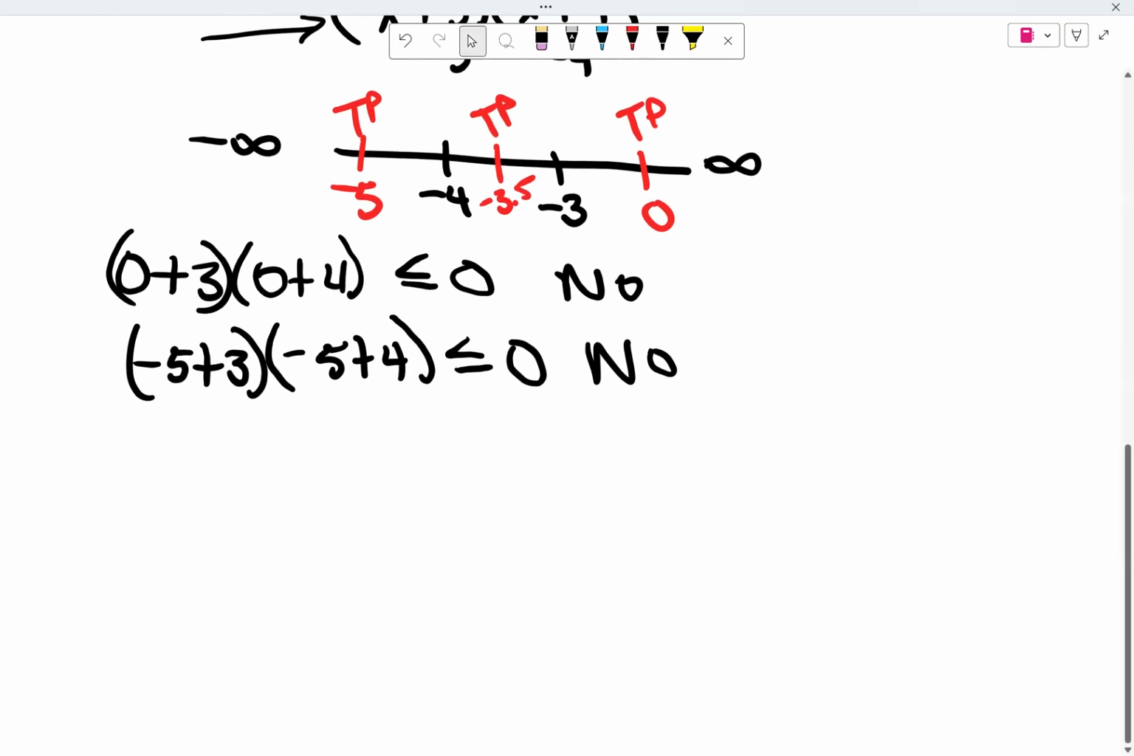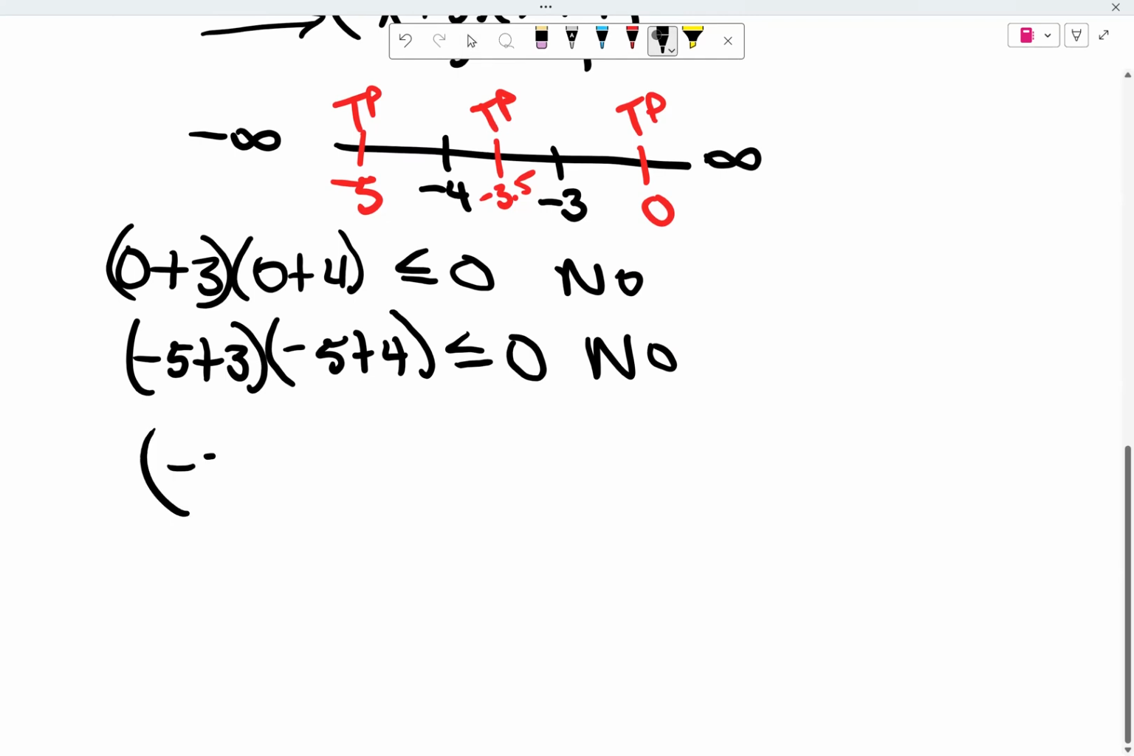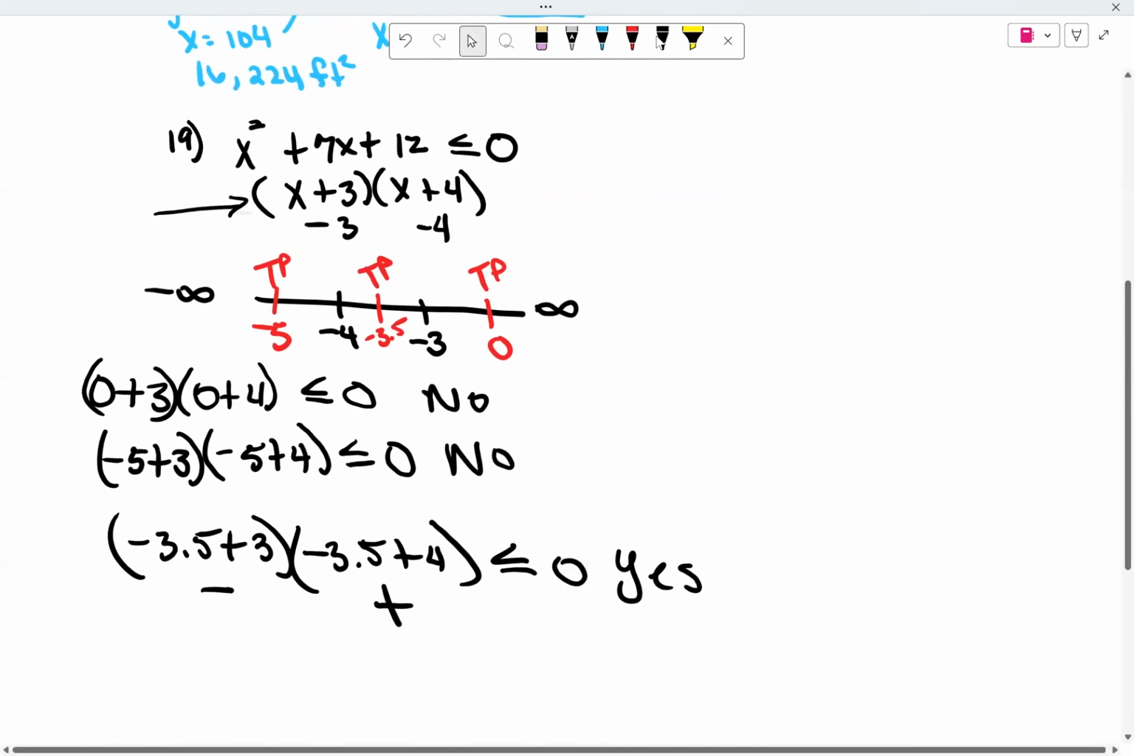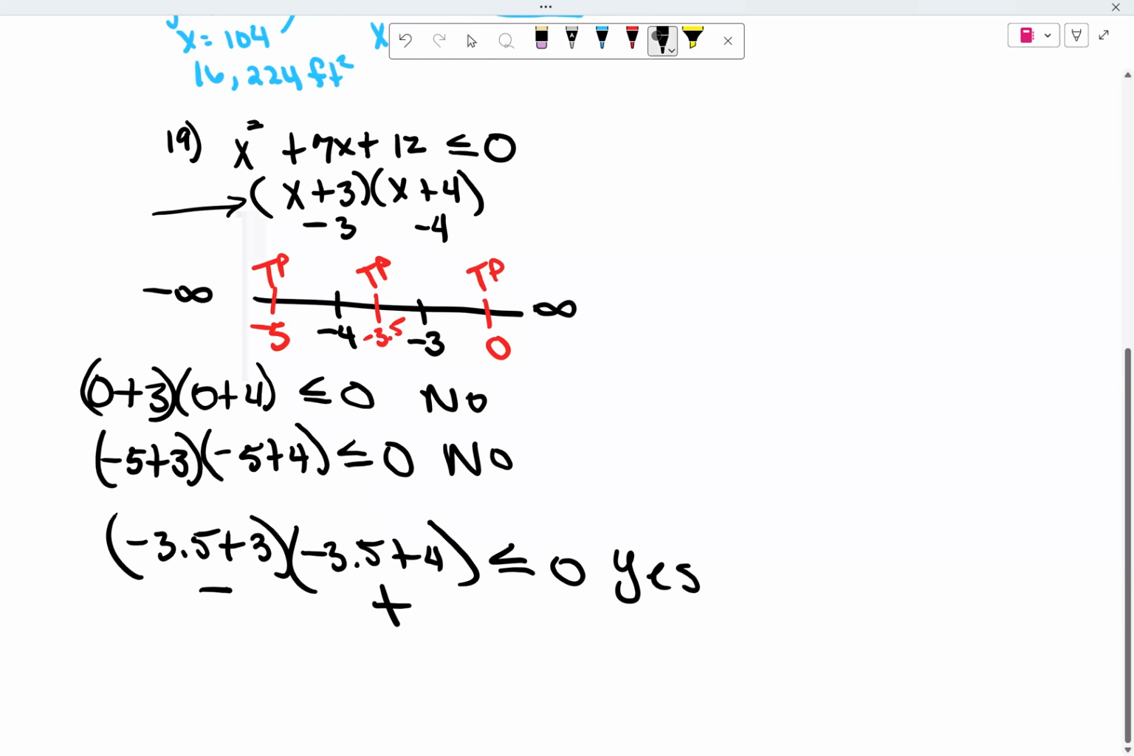So that means that likely this will be negative 3.5 plus 3. So this gives me a negative answer. And negative 3.5 plus 4, this gives me a positive answer. This will definitely be less than or equal to 0. So that's a yes. So my only solution interval in this case is that one. When you do the work in an extended response like this one, make sure that you show the factor.